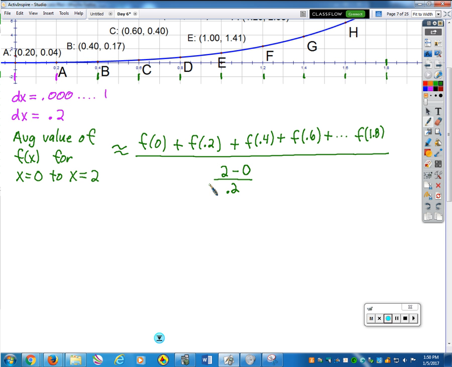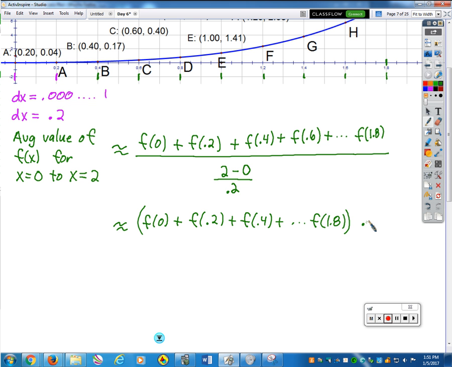What's another way to write something divided by a fraction? Ethan? Multiply by their reciprocal. So that means this average value can be rewritten as f of 0 plus f of 0.2 plus f of 0.4, and I'll leave out the 0.6, just do dot, dot, dot, f of 1.8, and all of that multiplied by this reciprocal.